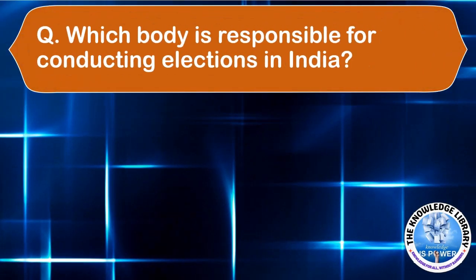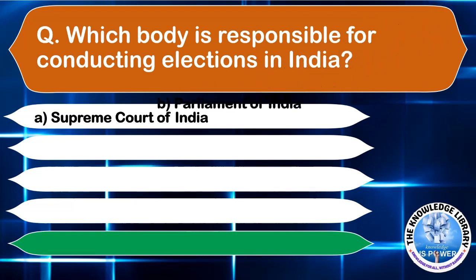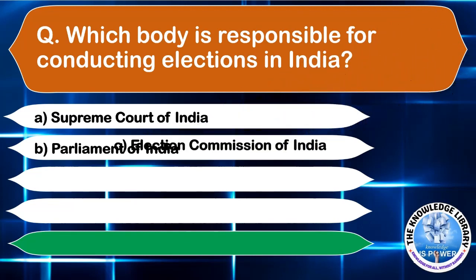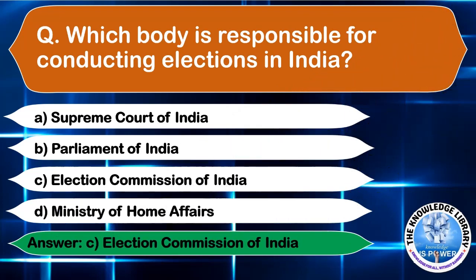Which body is responsible for conducting elections in India? Option A, Supreme Court of India. Option B, Parliament of India. Option C, Election Commission of India. Or option D, Ministry of Home Affairs. The correct answer is option C, Election Commission of India. Moving to the next question.